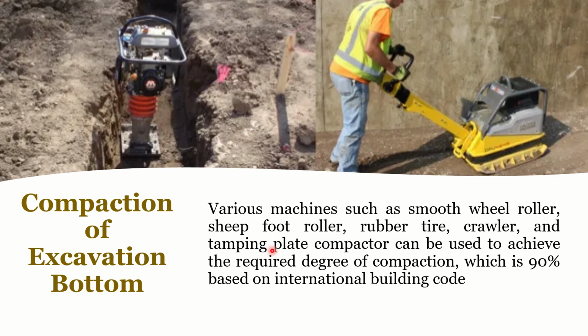Moving on to the next step, which is compaction of excavation bottom. After the designated depth is reached, the bottom of the excavation trench needs to be compacted to reduce possible further settlement. Various machines such as smooth wheel roller, sheepfoot roller, rubber tire crawler, and tamping plate compactor can be used to achieve the required degree of compaction, which is 90% based on international building codes.